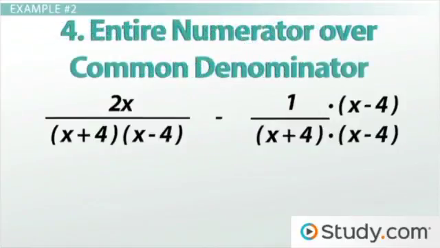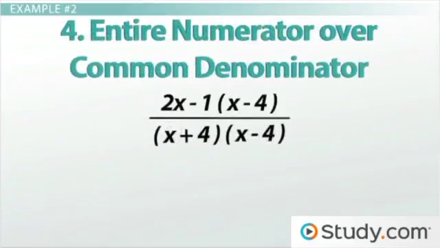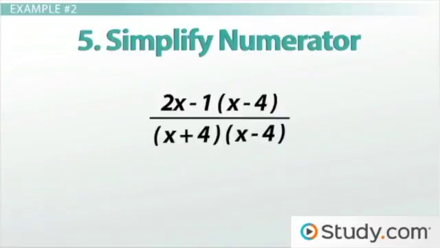Let's write the numerator all over the denominator: 2x minus 1 times x minus 4 divided by x plus 4 times x minus 4. Simplify the numerator, or top, and rewrite it over the denominator. Distribute negative 1 into x minus 4 equals negative 1x plus 4. Collecting like terms, 2x minus 1x equals x.